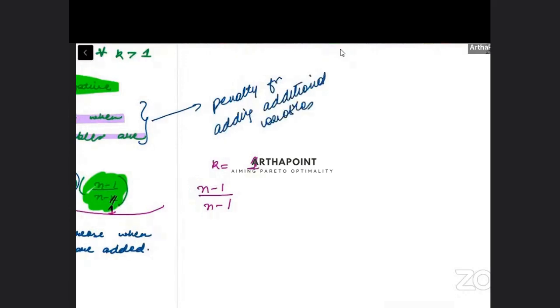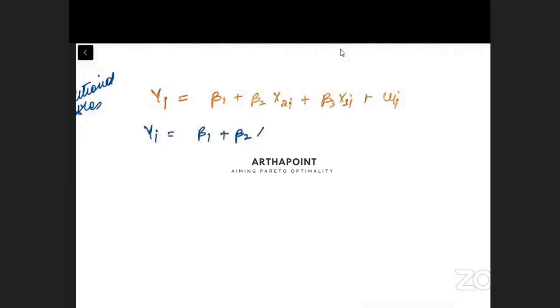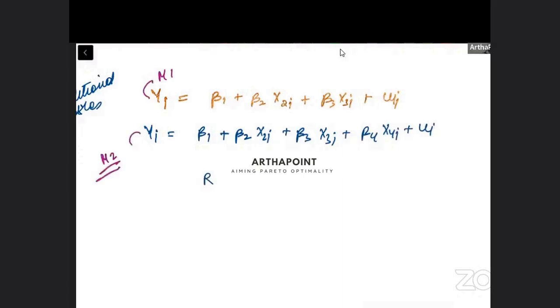So what will happen? हर बार r bar square नहीं बढ़ेगा जब आप एक मॉडल क्रिएट करोगे. So suppose I have yi is equal to beta 1 plus beta 2 x2i plus beta 3 x3i plus ui. Suppose I add one more variable to this model, yi equal to beta 1 plus beta 2 x2i plus beta 3 x3i plus beta 4 x4i plus ui. Now I'm asking, is this model better than model 1 or model 2? So model 2 will be better only if r bar square has increased.